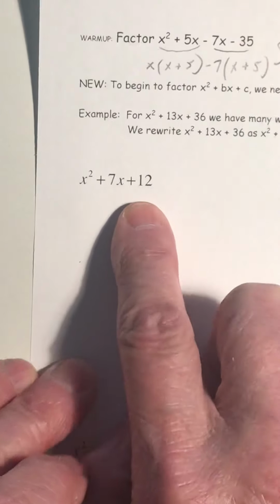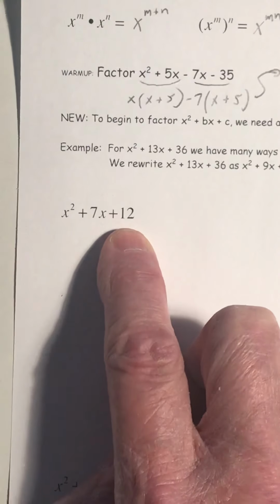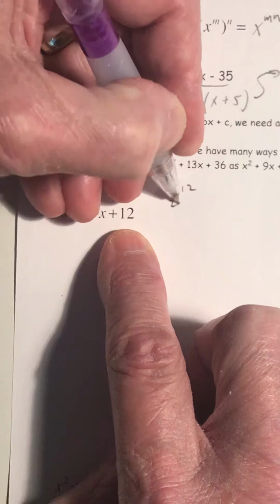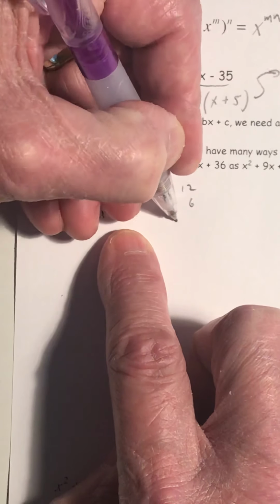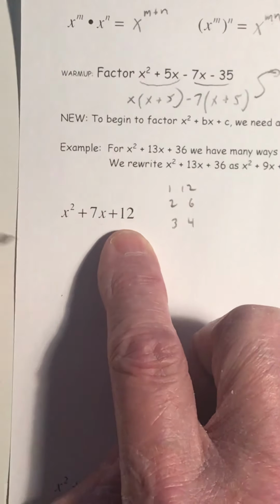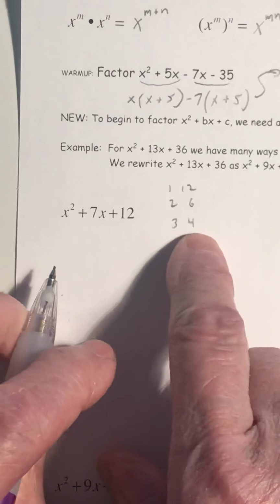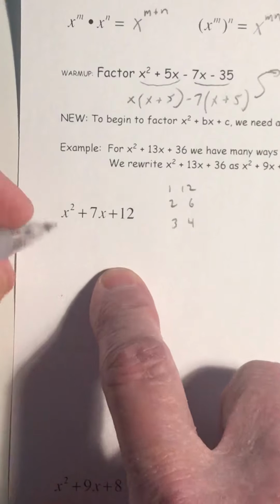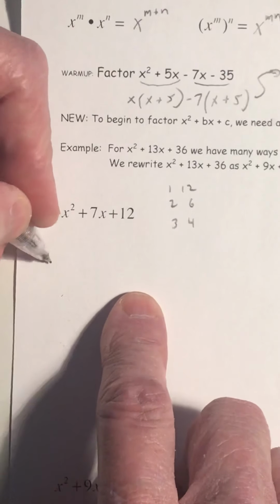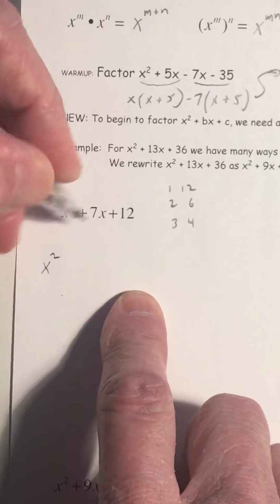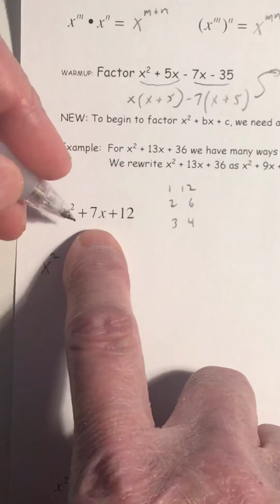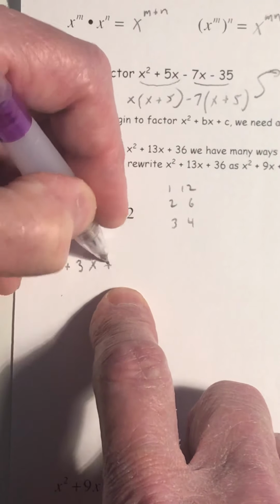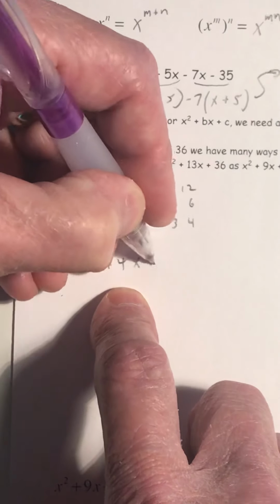Oh, we need two numbers that multiply out to 12, and the possibilities are 1 and 12, 2 and 6, 3 and 4, and I'm out of ideas, but that's okay because 3 and 4 add up to 7. So we're going to use 3 and 4 to rip apart the middle here. We're going to write x squared, and then instead of writing 7x, I'm going to write plus 3x plus 4x plus 12.